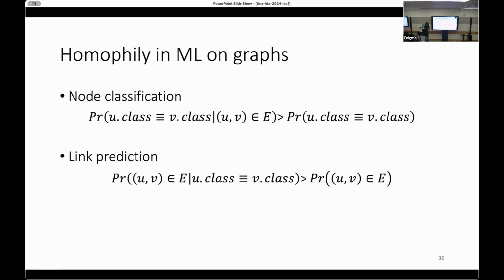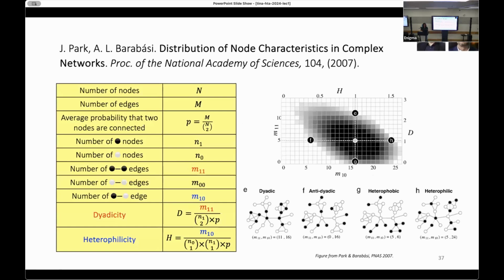Now you could try to learn what kind of homophily structure you have, but if you do have it, then you should use it and save the planet and not learn a model that has 100 billion parameters. So this is the Park and Barabási paper. So what you have is, how many of you have seen this paper or remember?